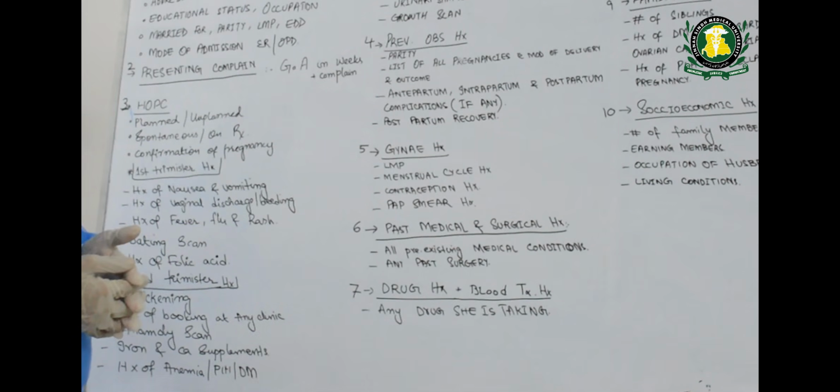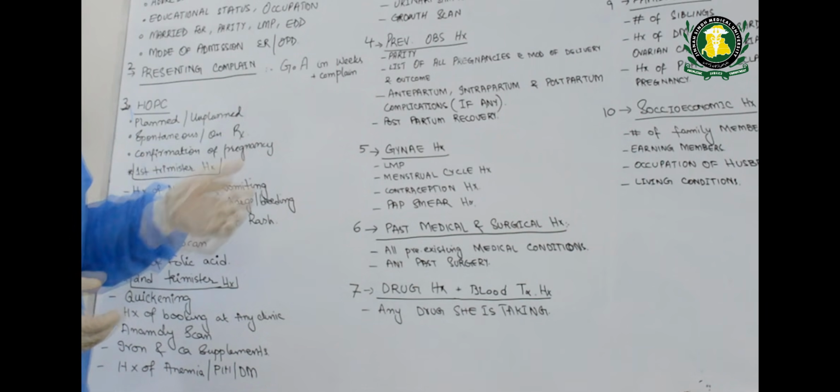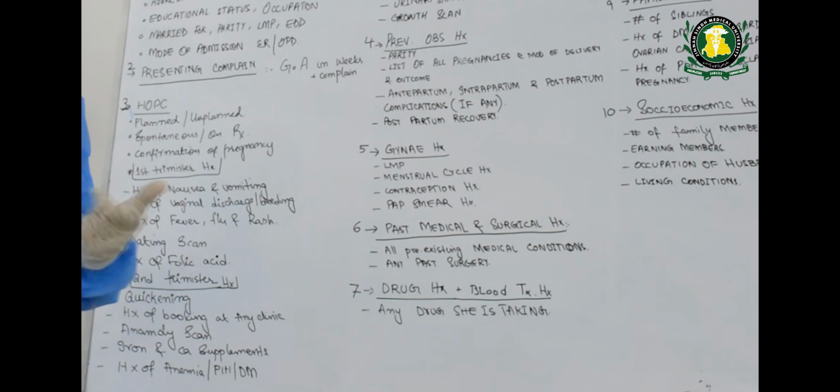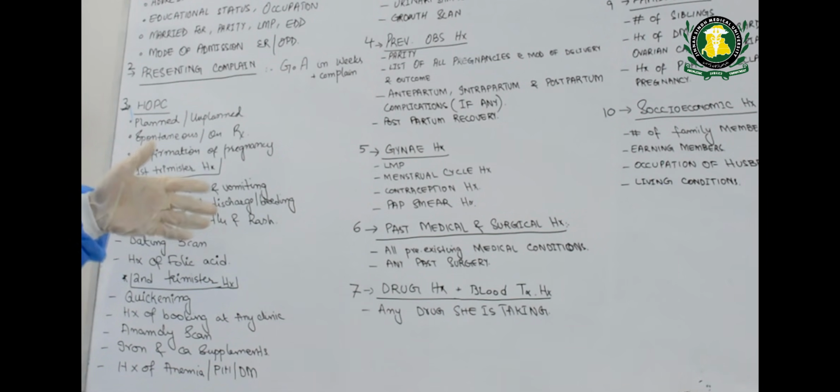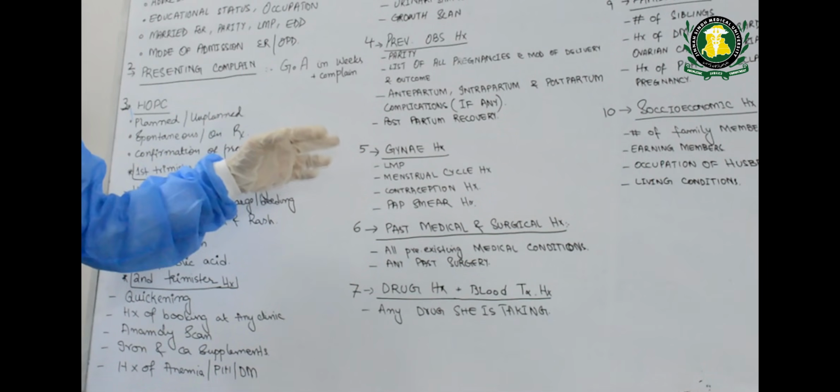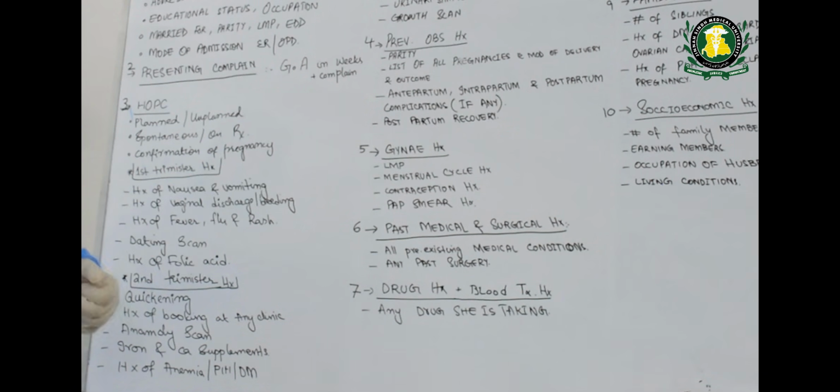Fifth component of the history is gynae history, in which we ask the patient about her last menstrual period. The menstrual cycle history, in which we inquire about the regularity of the menstrual cycle, length of the cycle, and flow of the cycle, that is how many pads she used to soak per day, and whether it is associated with dysmenorrhea, dyspareunia, and any intermenstrual bleeding or postpartum bleeding. And in gynae history, we also inquire about the contraception and pap smear history.